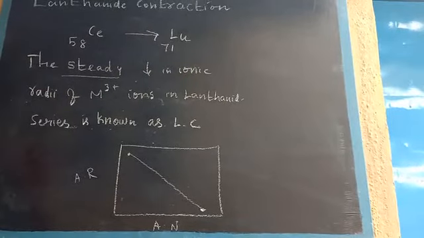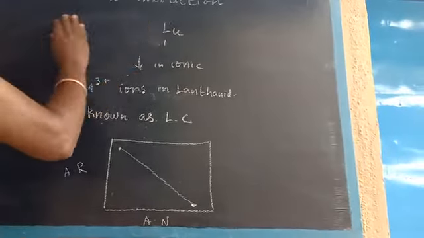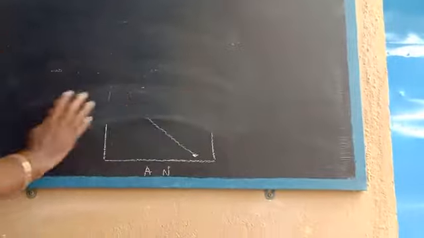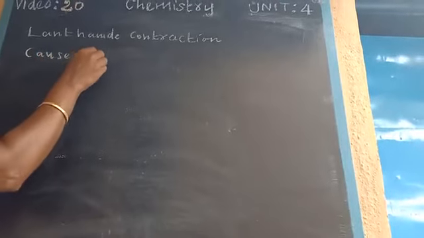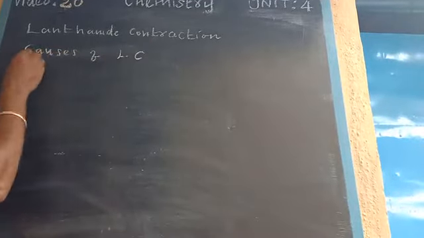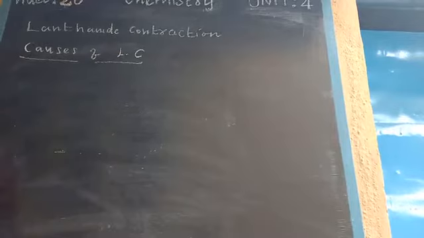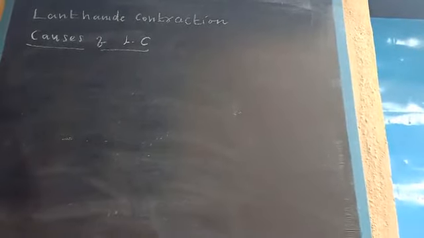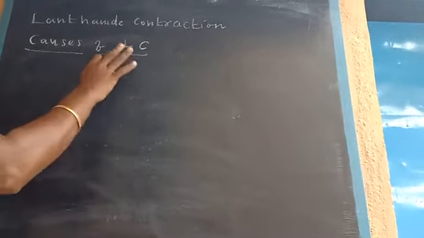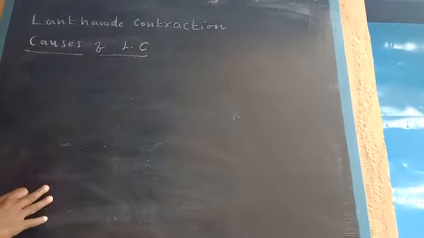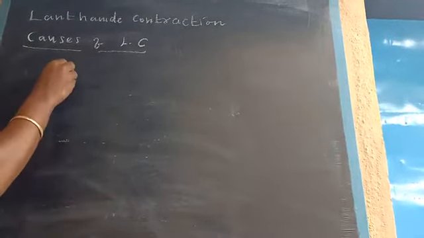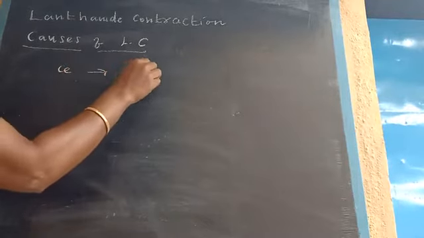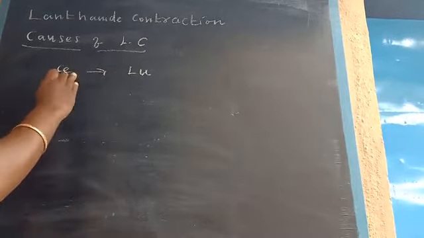So now study the next one, causes of lanthanide contraction. In the lanthanide series, that is cerium to lutetium, now there is a difference.